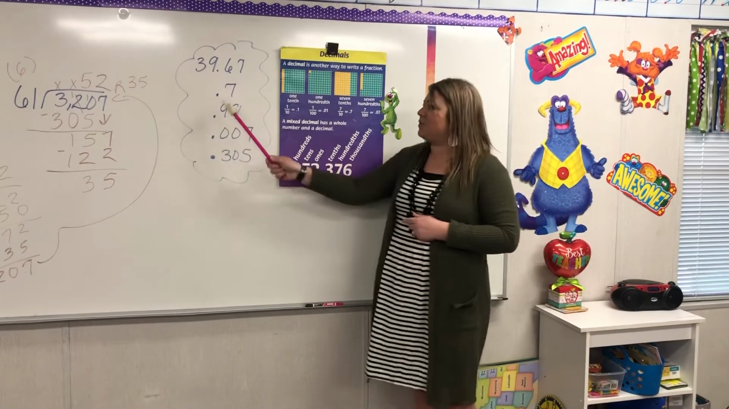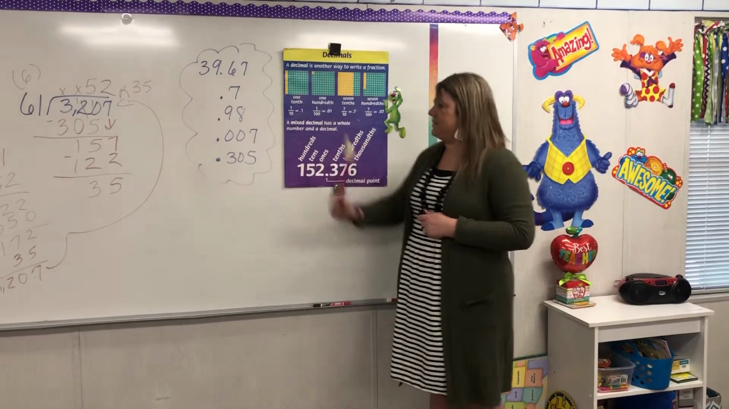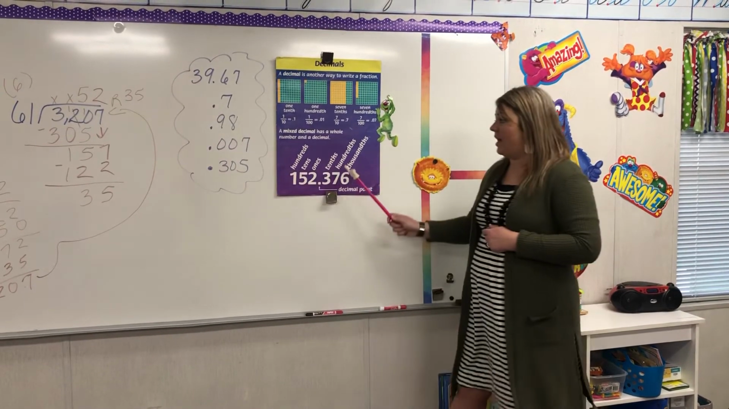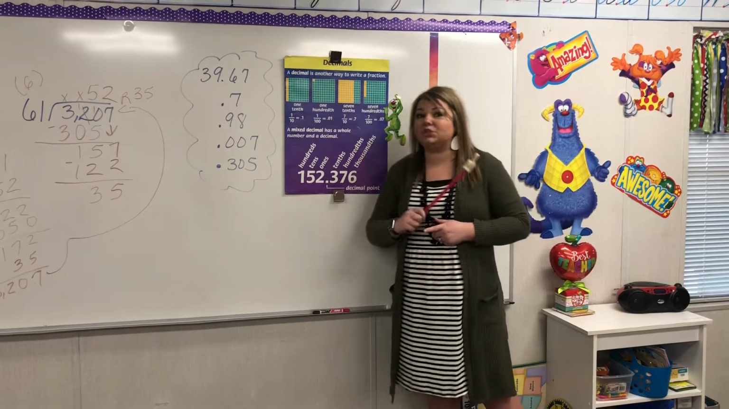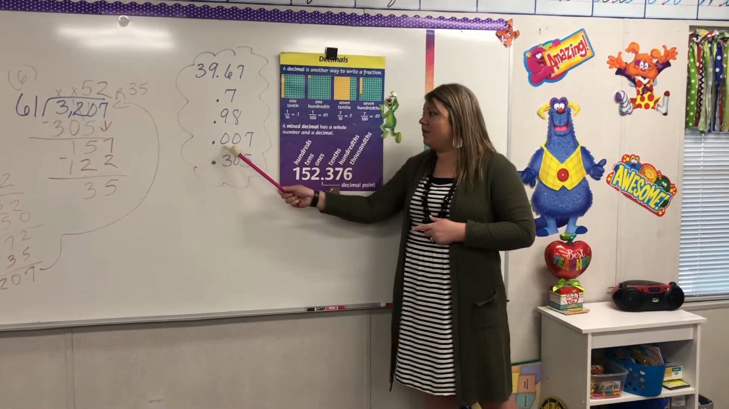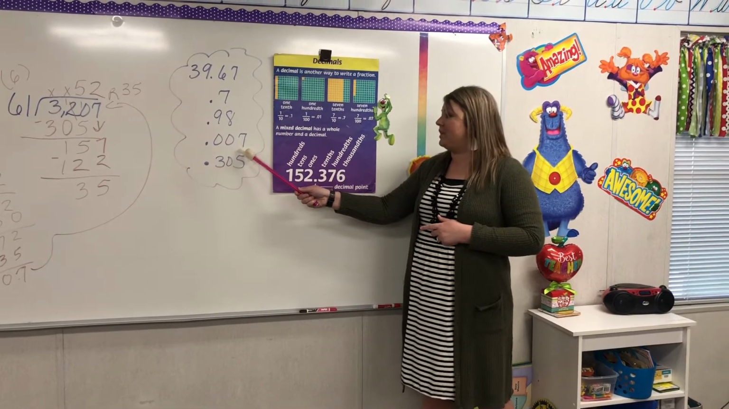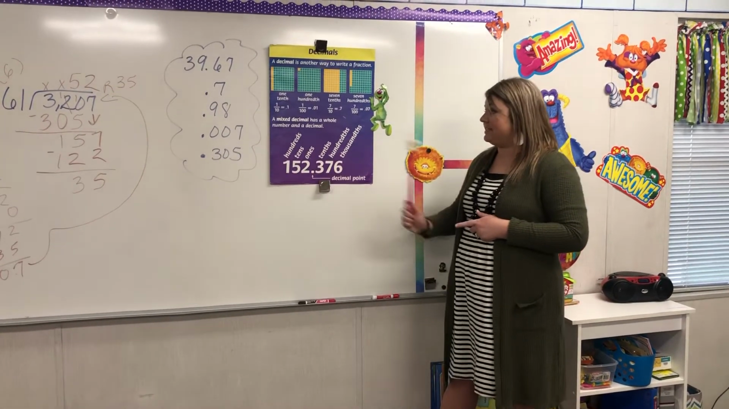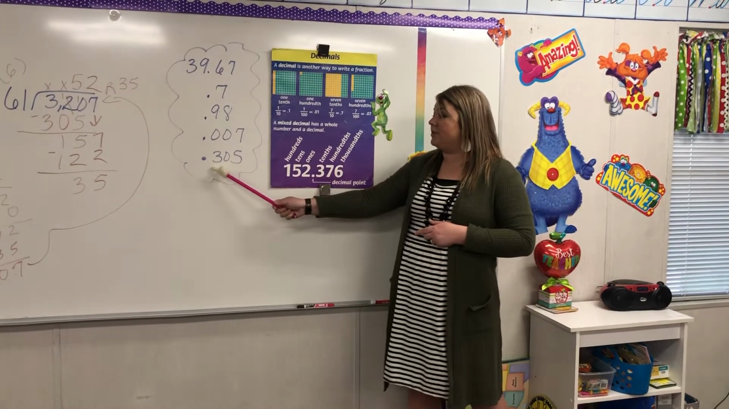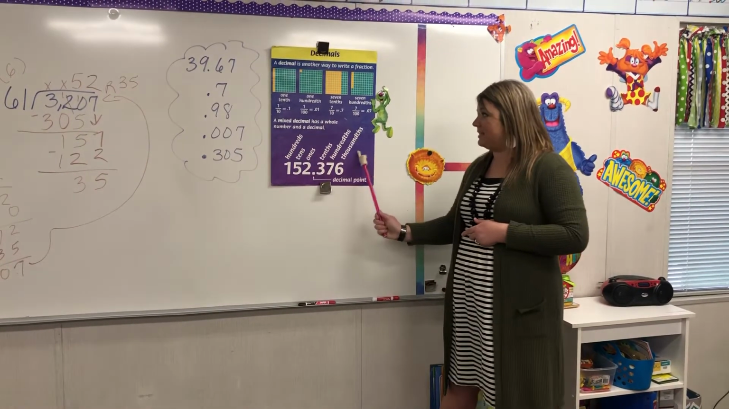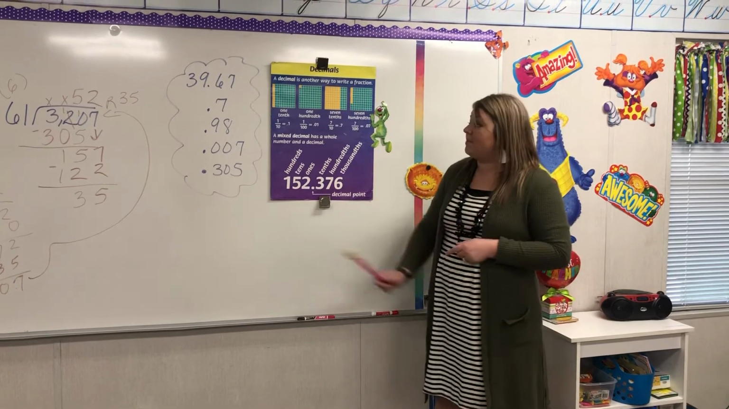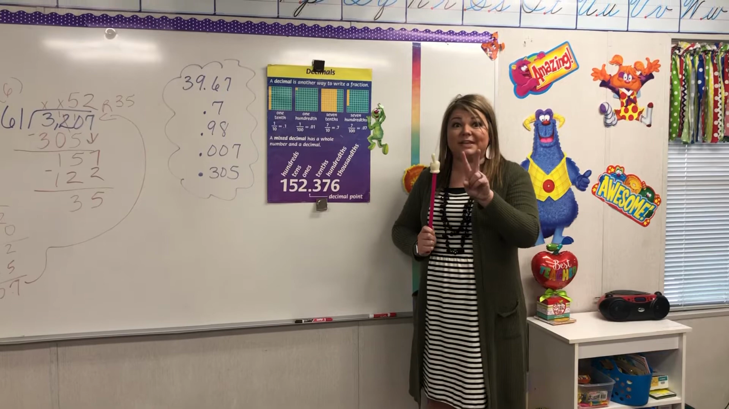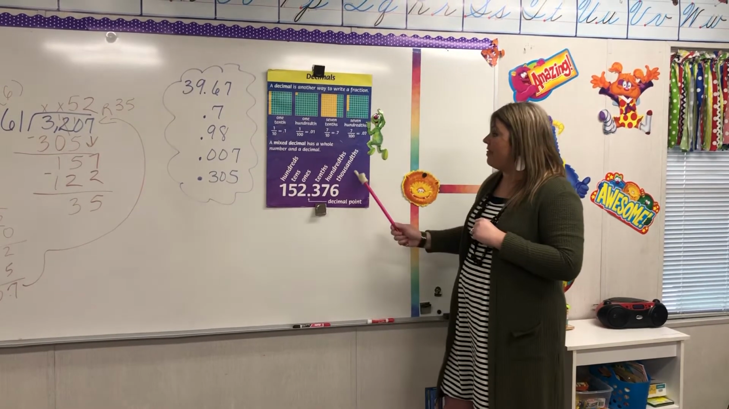All right, and then this one would just be 7 tenths because it's just one place. This one would be 98 hundredths. And now this one's kind of tricky. All right, we have to go all the way to the 3rd place, which is thousandths, and this is 7 thousandths. And then this one would be 305 thousandths. So don't forget that, and don't get mixed up if you see some zeros. We always say one place is tenths, two places are hundredths, and the 3rd place is thousandths.